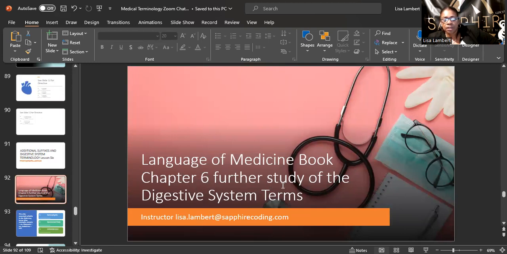Chapter 6 is the study of the digestive system terms. Ooh, the digestive system is something. Wait till you see those pictures. I say the digestive system is one of my best ones. I like the digestive system study, whether it's coding or step by step or whatever.